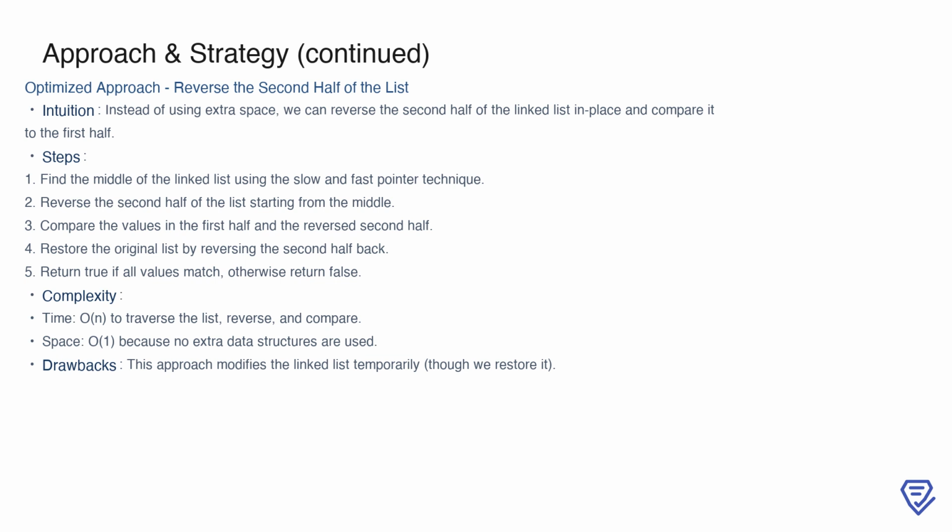This approach achieves a time complexity of O(n) for traversal, reversing, and comparison, while utilizing O(1) space since no additional data structures are used. The trade-off is that the linked list is temporarily modified during the process, but this can be mitigated as we restore it before returning the result.